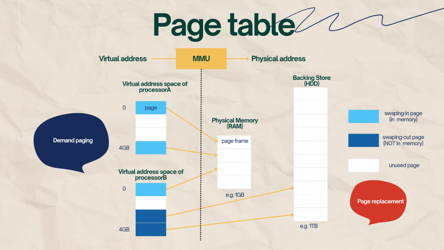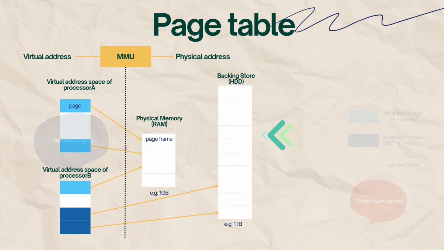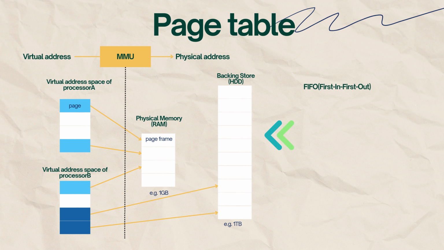Second, page replacement. When memory is full, the OS selects pages to evict and bring in new ones, keeping frequently used pages in memory. Common replacement algorithms include: first in, first out. It evicts the oldest page. It uses a queue of page load order.